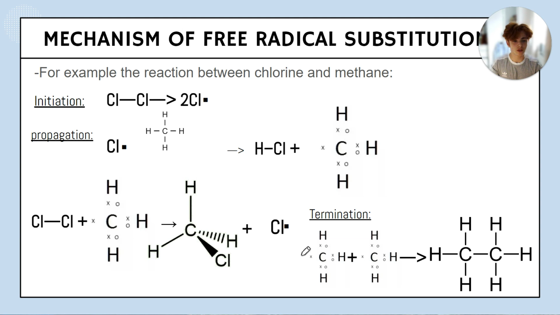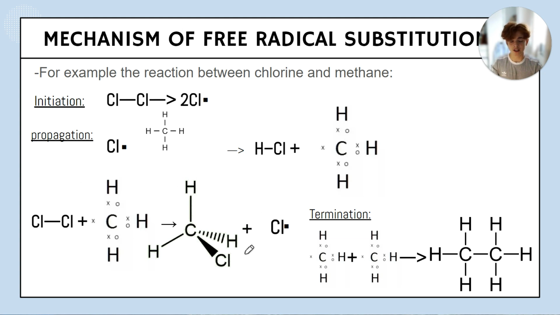And so an example of the termination of a part, I suppose, of the free radical substitution reaction is two methyl radicals combining to form an ethane molecule. You see, each free radical has one unpaired electron on its carbon, and that can then just form this ethane molecule, just like so.